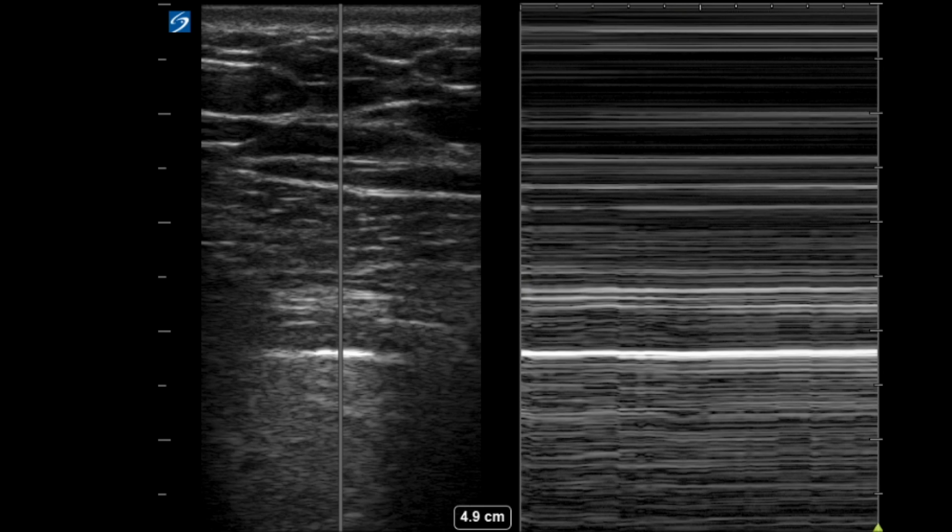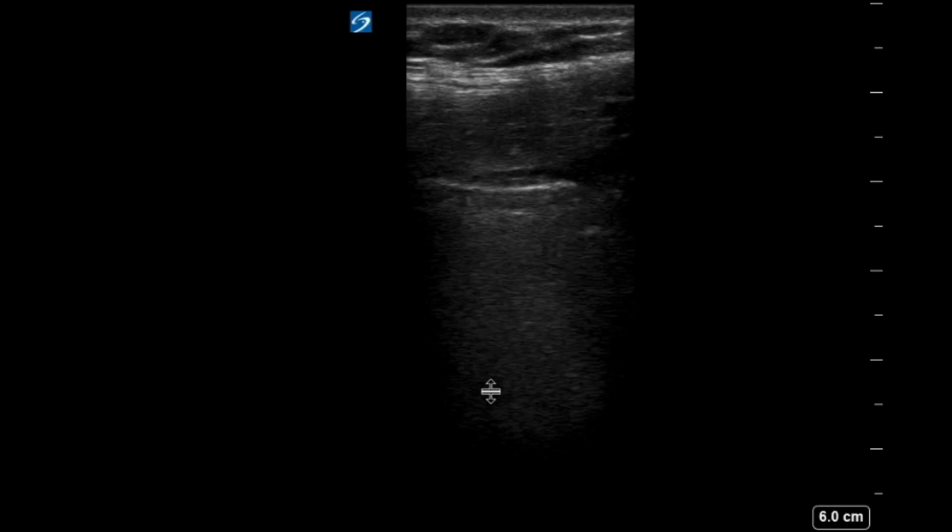Here's another example of that. You can see the bright pleural line here, and really not a significant change in the movement pattern. So what would you be concerned about? What diagnosis? For this patient, especially given the mechanism of potential injury, a pneumothorax.